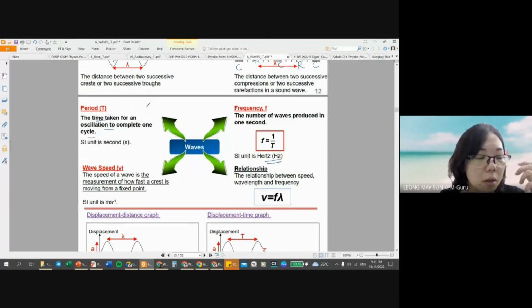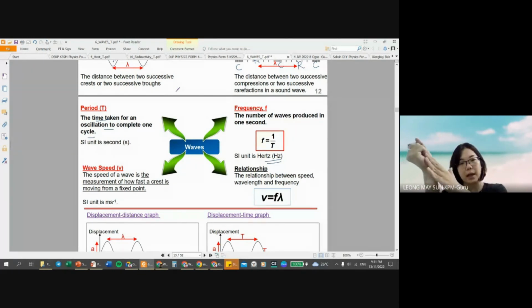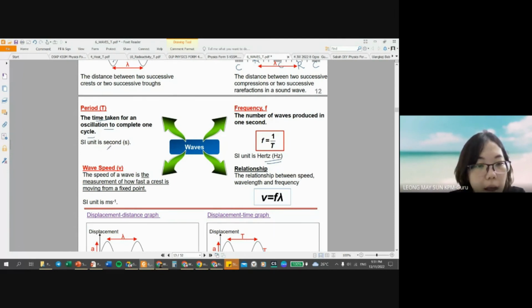If you recall the pendulum experiment in Form 5, and you just recently did your inertia experiment, the time taken for the pendulum or the jigsaw blade to move from one side towards the other end and then come back again, that is considered as period. The time taken to complete one cycle. So that is period, and the SI unit for period is second. You would actually notice the relation between period and frequency. Period is the time taken to complete one oscillation.